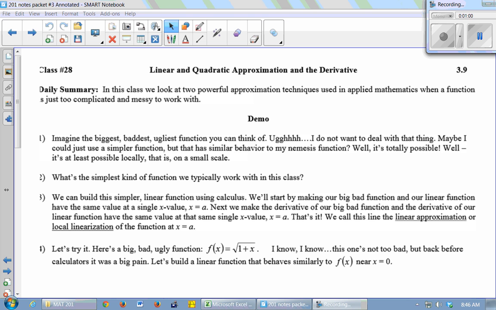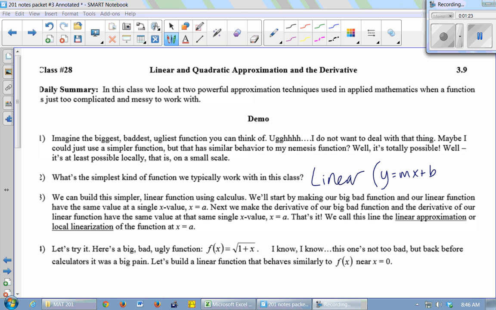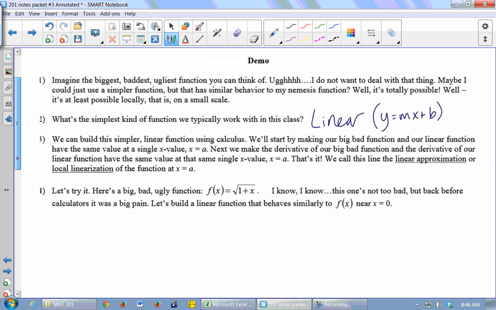Okay. So in general, in this class, what's the simplest kind of function we typically work with? A line, yeah. Well, yes, the identity function y equals x, but a little bit more general than that, a linear function. Right, linear is typically the simplest function that we work with in this class. We build this simpler linear function using calculus.